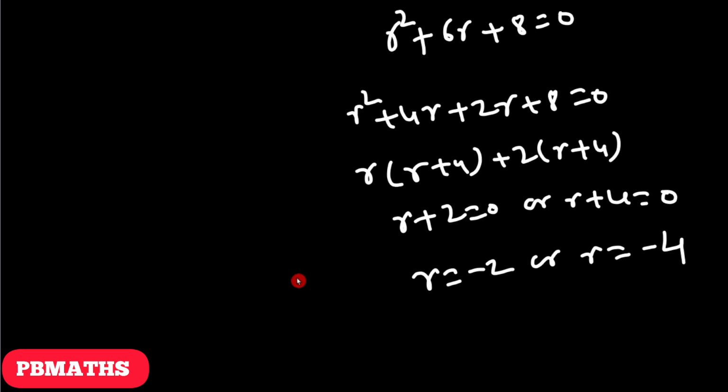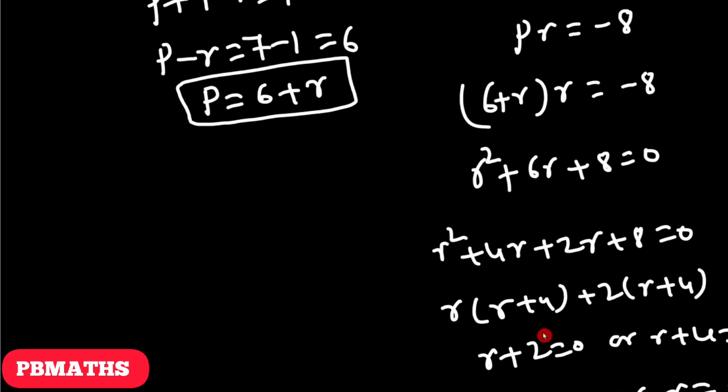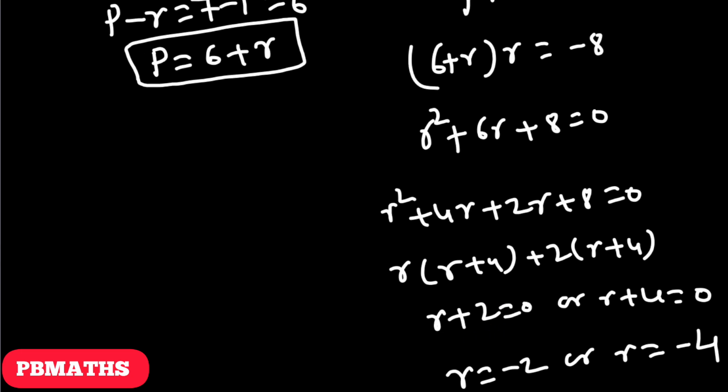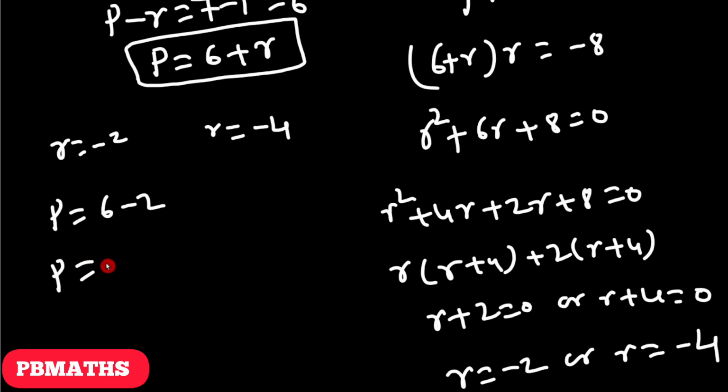And we know that the value of p is 6 plus r. Now with the help of this, let's find out the value of p. In the first case, let's consider the value of r as minus 2. In the second case, let's consider the value of r as minus 4. So p equals 6 plus the value of r, which is minus 2. So the value of p becomes plus 4. In the second case, if we consider the value of r as minus 4, then 6 minus 4, the value of p becomes 2.